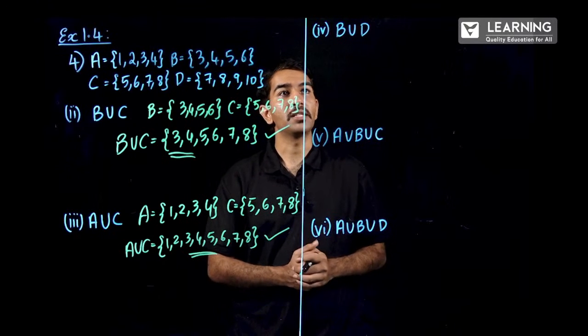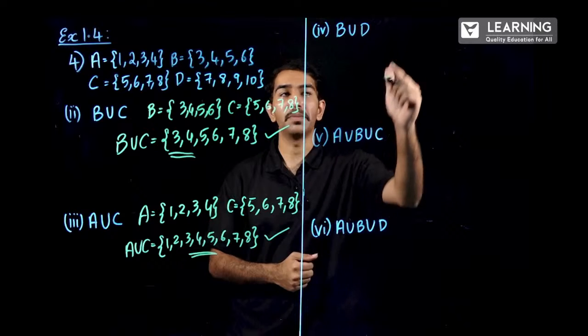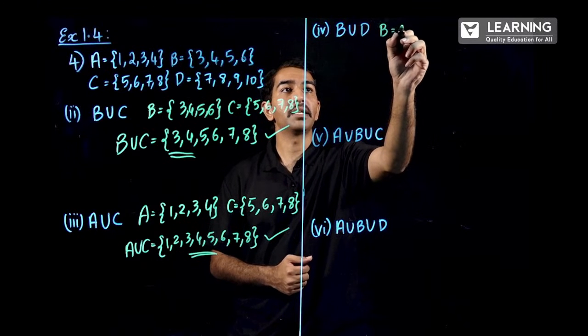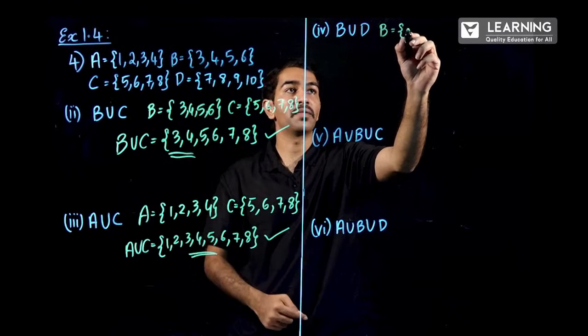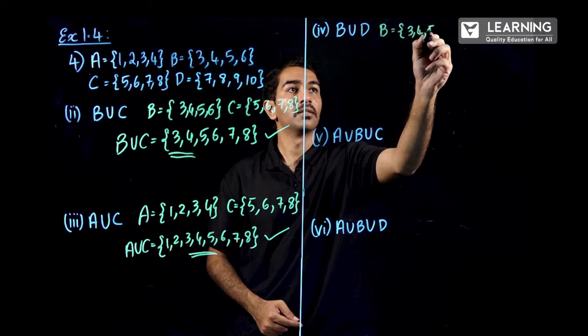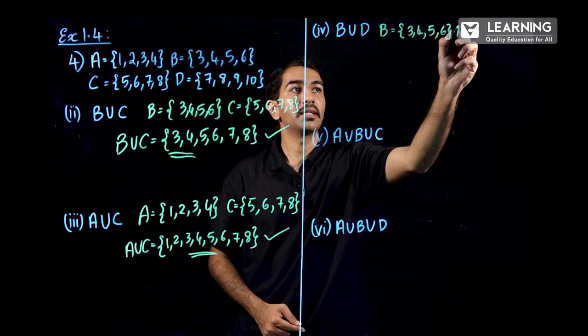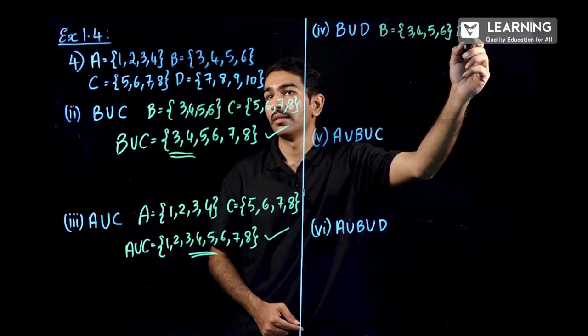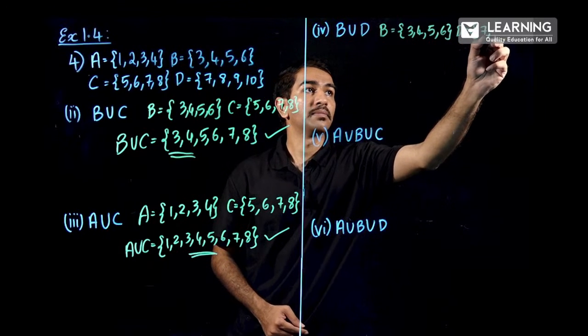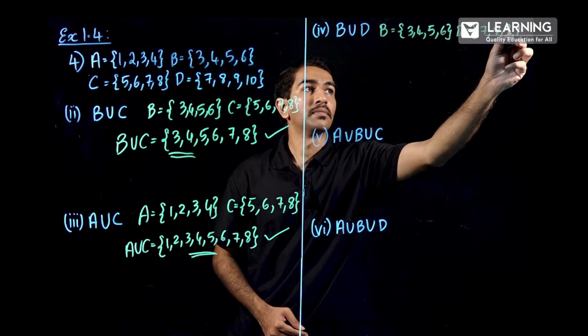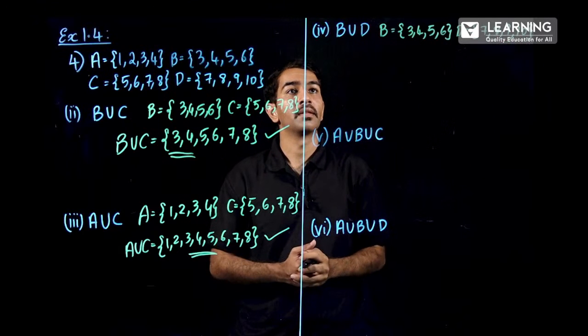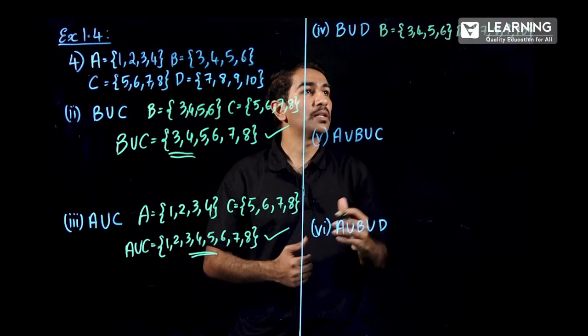Moving on to the next question, B union D. So what is B here, students? B can be written from the question as 3, 4, 5, 6 and D can be written as 7, 8, 9, 10. Repeating elements must be written only once.